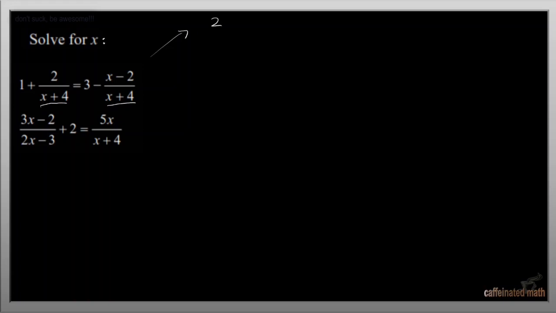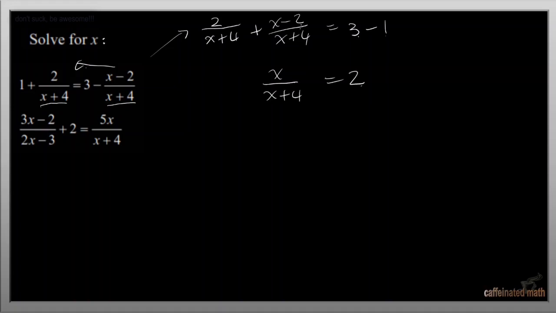So we'll have 2 over x plus 4. If you transpose that, it becomes positive, so we'll have x minus 2 also over x plus 4. That's all equal to, well, we had 3 on the right hand side, and now we'll subtract 1 from both sides. And because these are common denominators, we'll just have 2 minus 2, which equals 0, which means we'll have x over x plus 4, and that is equal to 2.